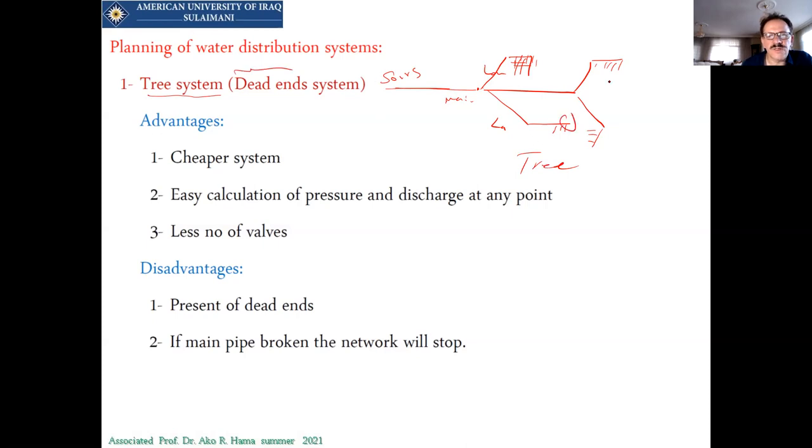Why dead end? Because these are end points. Dead end. We have to have a closed valve at this point. And this is what I said, the free chlorine will not reach that point. So the growth of the microorganisms will be in these points and will help in polluting the system. It will be cheaper, yes, because the length of the pipes will be very small.